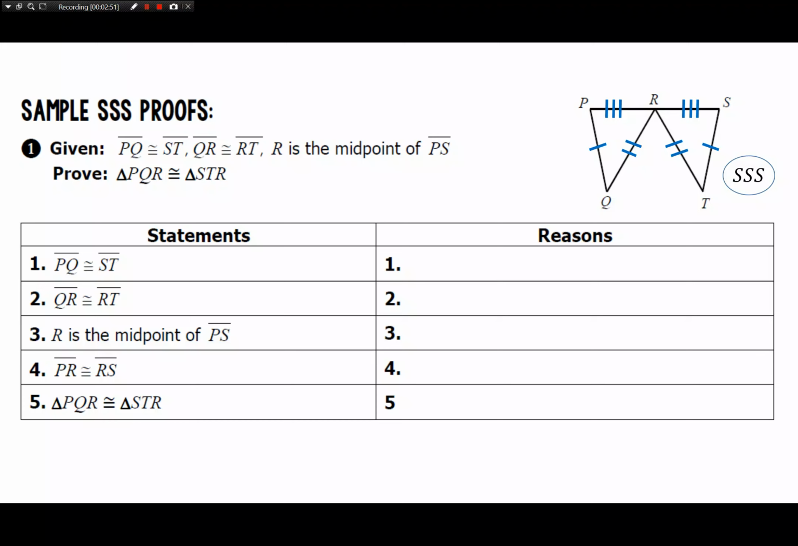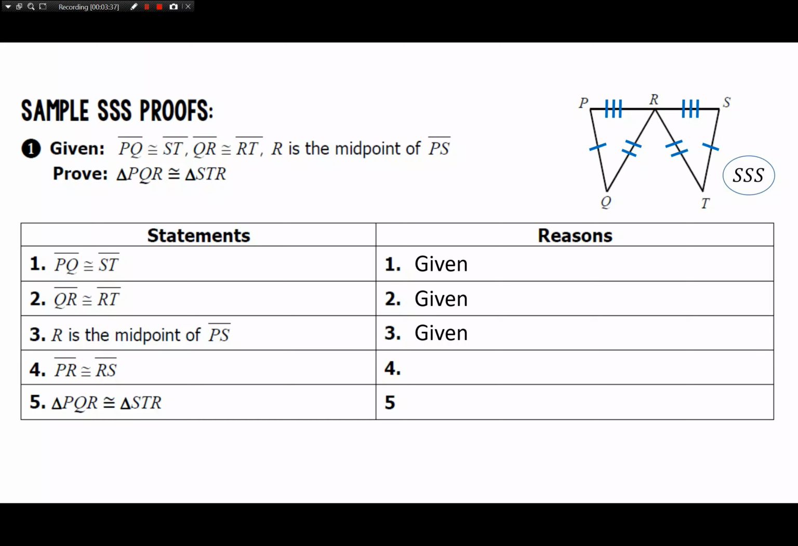Now, looking at the bottom is where we're going to do the actual proof. On the left side are the statements, which are the steps that you are doing to get your conclusion. And on the right side are the reasons for each step. So the first statement says segment PQ is congruent to segment ST. The reason we know that is because we were given it, so we use the reason given. Statement 2 says segment QR is congruent to segment RT. Again, we were given that, so that is our reason. Statement 3 says R is the midpoint of segment PS. Again, we were given it, so given is our reason.